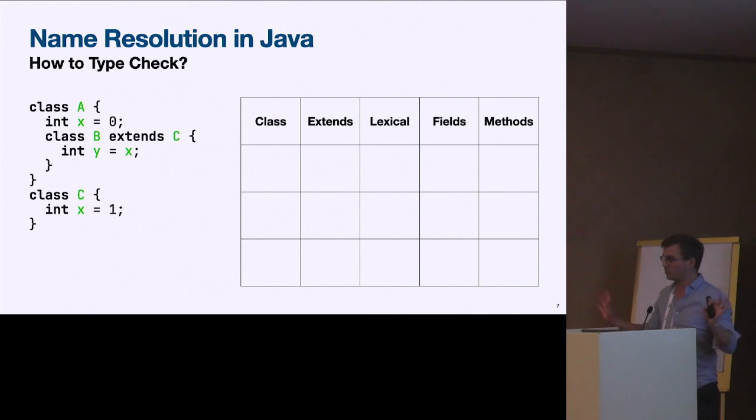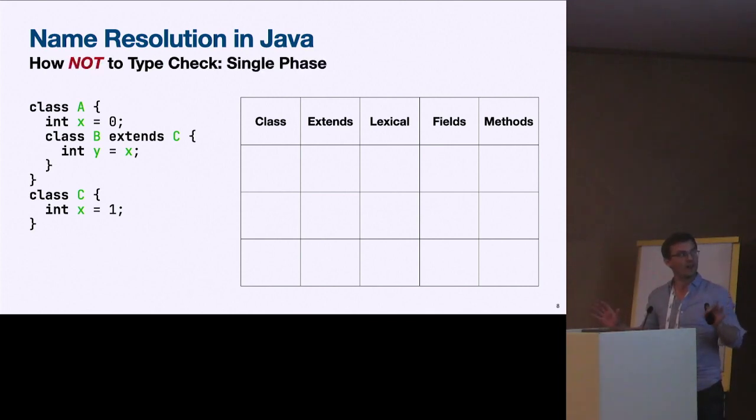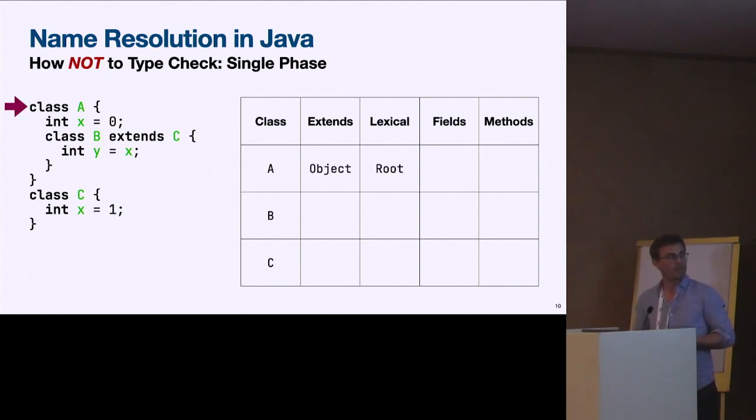So this is the name resolution for Java. We can understand it completely separately from phasing concerns. Now let's consider how not to type check this program. Let's consider what happens if we implement phasing wrongly and we construct this table in a wrongly phased manner. Let's start with a class table that has just 3 rows. We have a row for each class that the program contains. And then we just start filling in the class table as we go through the program.